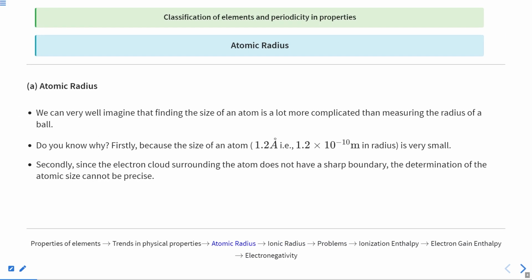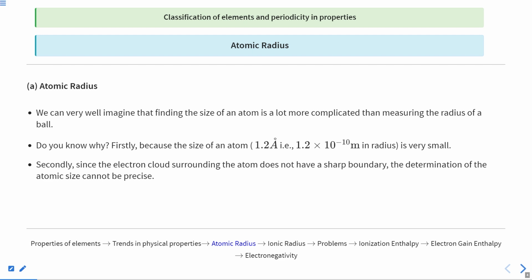Now, first is atomic radii. We can very well imagine that finding the size of an atom is a much more complicated thing, because it is very small. The size of an atom is very small, around 1.2 times 10 to the power minus 10 meters. Okay.